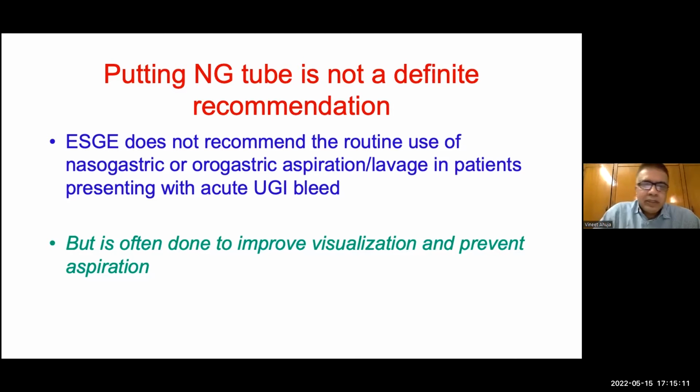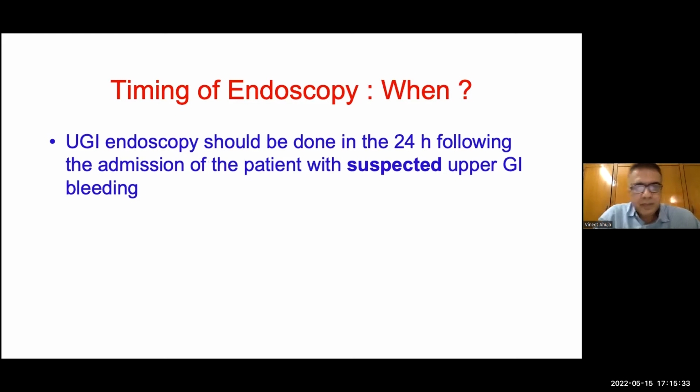It not only helps in improving visualization, but it also prevents aspiration. So as of now, you can conclude that a nasogastric tube is not mandatory. It is not recommended, except in certain situations where the patient may be having a massive bleed and you want to prevent aspiration, or you want to do a good gastric lavage so that the visualization on endoscopy can be useful.